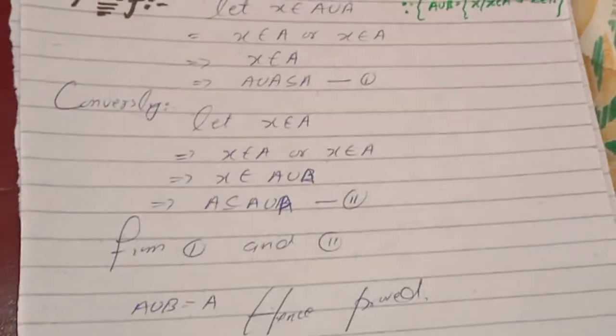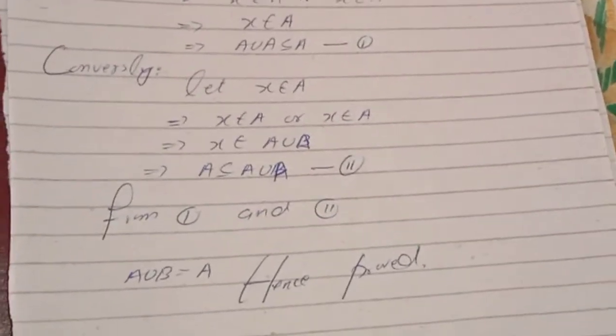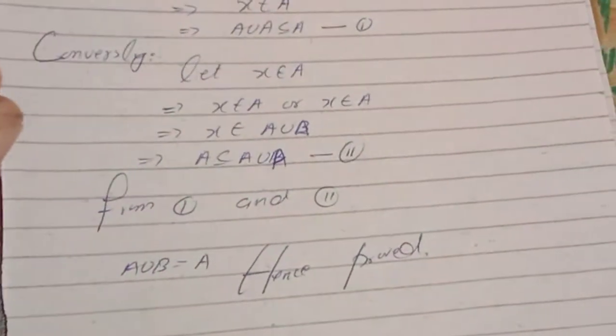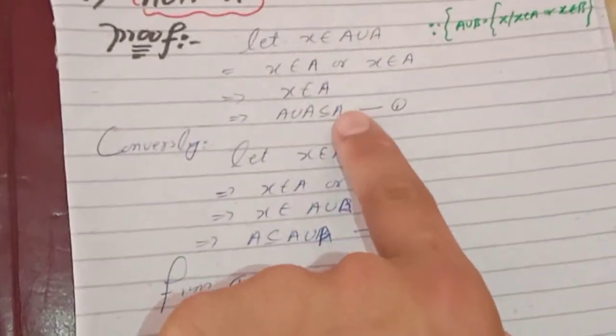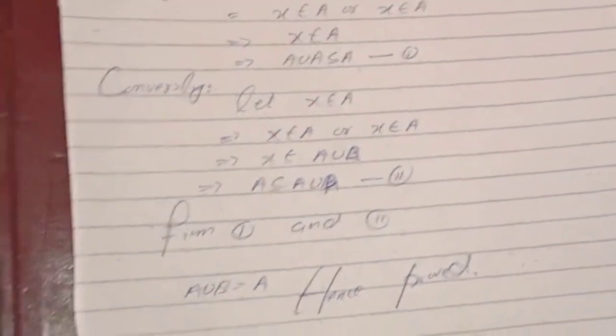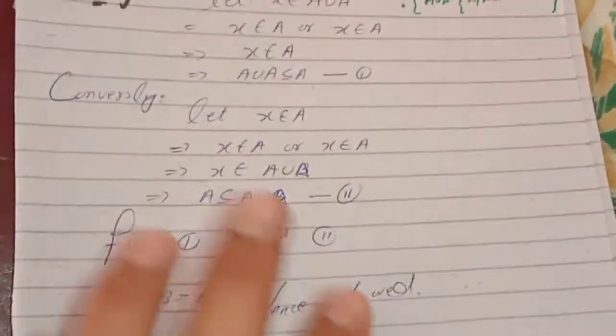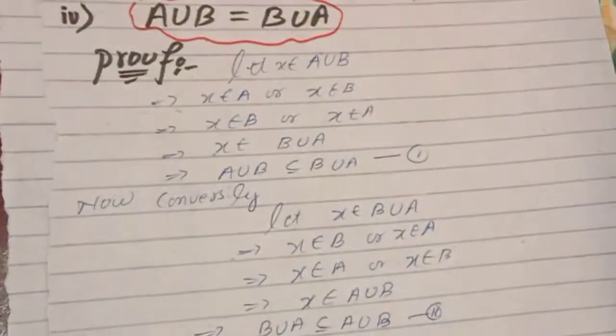So from 1 and 2, we also know that for equality of two sets, if A is a subset of B and B is a subset of A, then A is equal to B. So in this case, A union A is a subset of A and A is a subset of A union A. This means that A union A is equal to A. This is property number 1, proof.